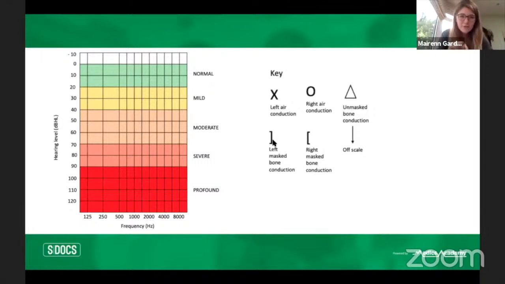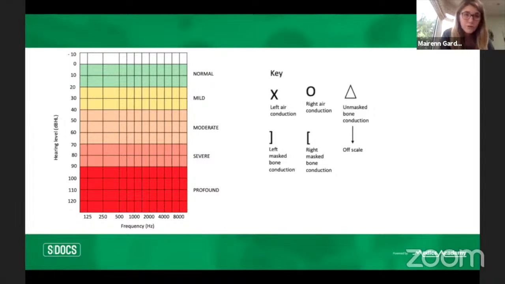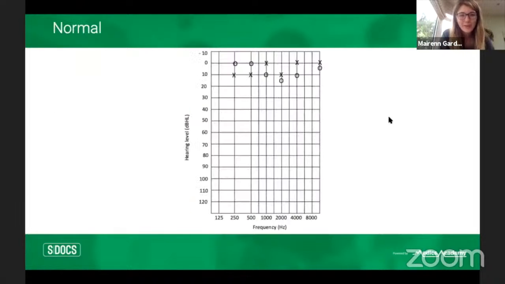These little brackets confused me, but actually make quite a lot of sense when you look at them. A left masked bone conduction, the bracket faces to the left, with right masked, the bracket faces to the right. Off the scale might mean that the patient hasn't heard anything, or that the reading is too low to assess. So, as I said again, this is a normal audiogram. So, the X's here show the left ear, and the O's here show the right ear.